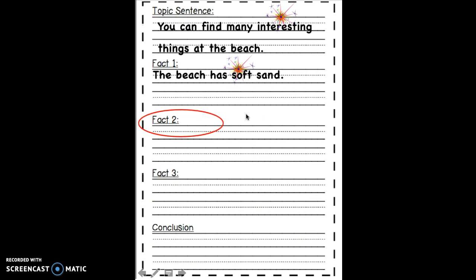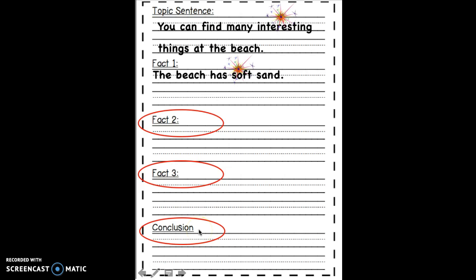What you're going to do is you're going to add your next fact. I'm not going to do mine because I don't want anyone copying my writing. Then you'll add your fact number 3. Remember, you're doing 3 facts. And then you're going to add your conclusion. And you might be wondering what a conclusion is.